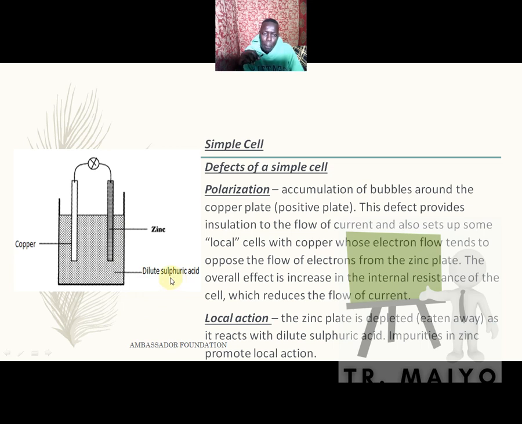It had two problems. We are calling them the defects of a simple cell. It had polarization and local action. I'm using the past tense because nowadays it's rare to be used. It has been improved, which we are going to see next.